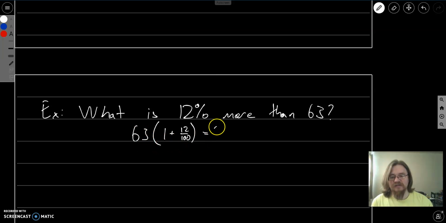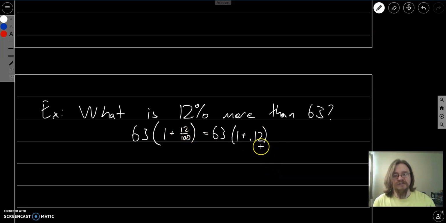So I will take 63 and I'm going to take it times everything in the parentheses. So order of operations says that we have to do everything in the parentheses first. So I'm going to ignore the 63 for a moment. That's why I wrote it there. I'm not going to do anything to it. And then I have 1 plus 12 divided by 100. First things first, in order of operations, addition comes last. Division comes before addition. So I'm going to take 12 divided by 100. I can plug that into a calculator and get 0.12.